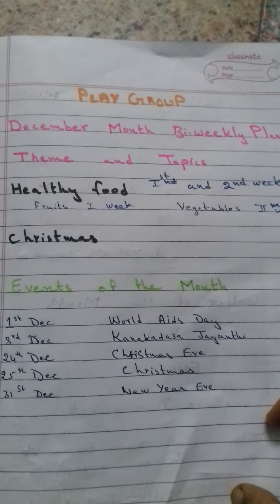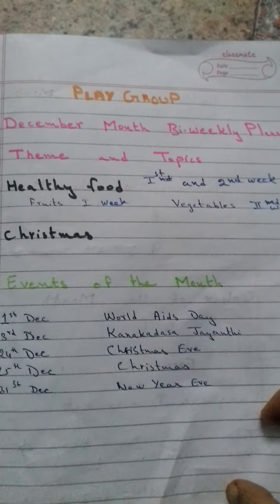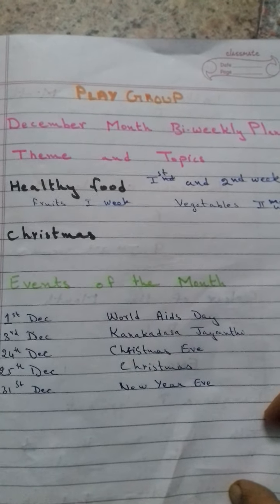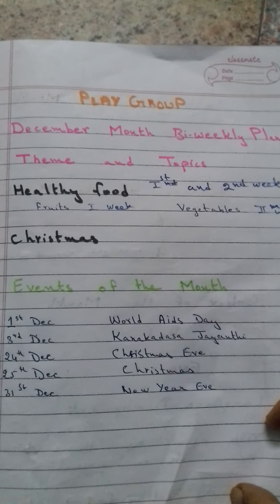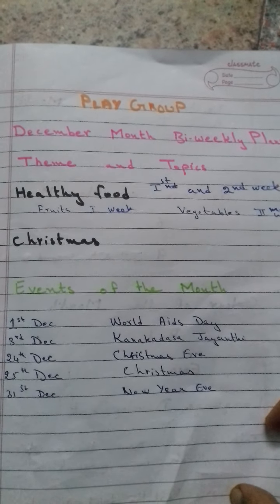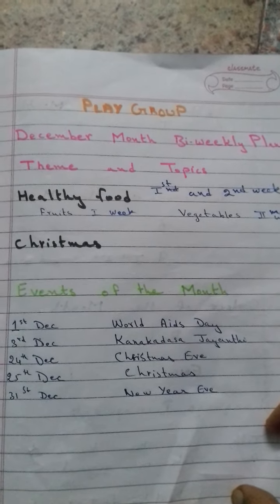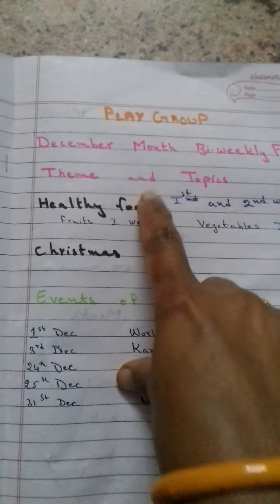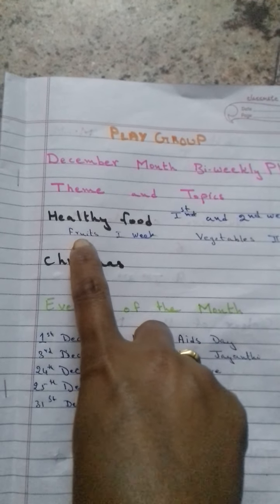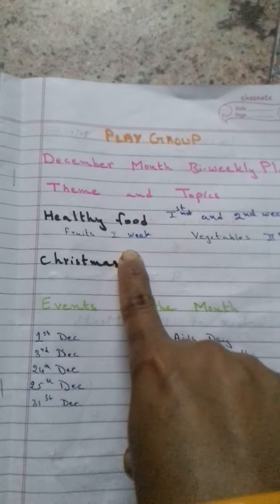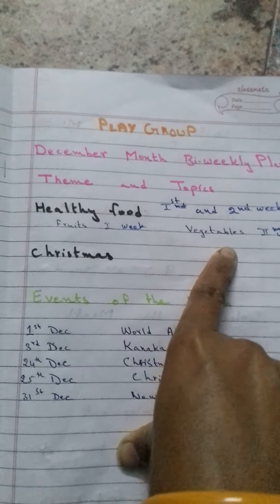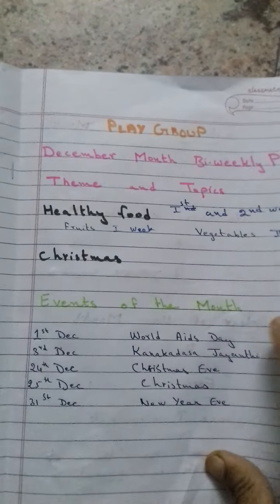In today's video, let's see the December month bi-weekly planner for playgroup kids. The theme of the month is healthy food and Christmas. The topics in healthy food are fruits for the first week and vegetables for the second week.